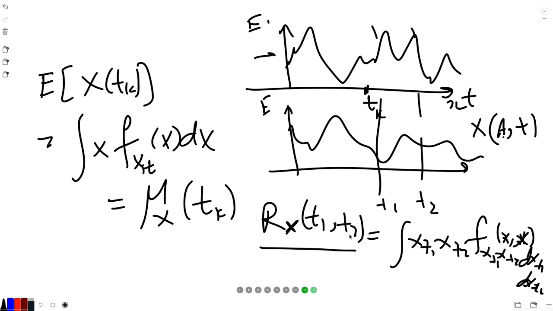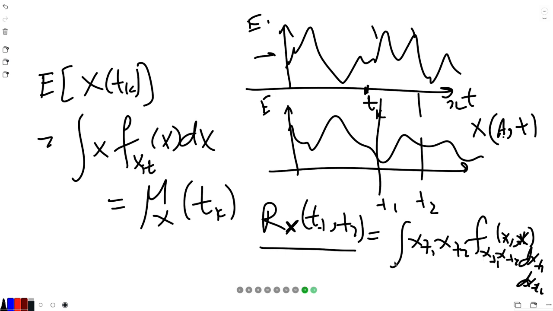Actually, this is equivalent to the variance in the case of a random variable, but now we have to take the time into account. However, if you put Rx at the same time, for example t1 and t1, it means that this will be the integral of x squared times f of x dx.